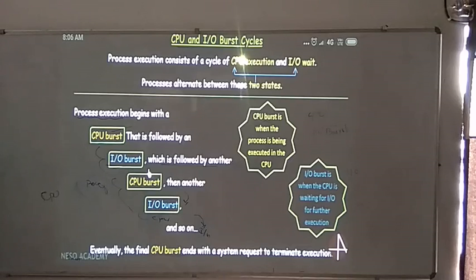These are very mandatory things that you need to know before going for CPU scheduling. As I told you in the earlier session, we will be discussing the dispatcher in our next lecture. I hope it is clear to you.